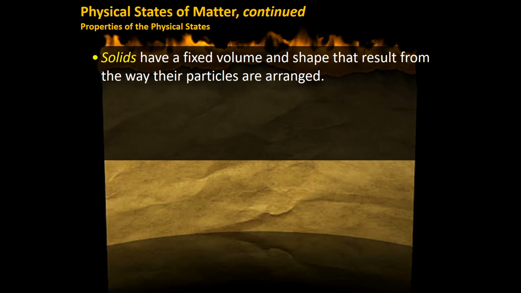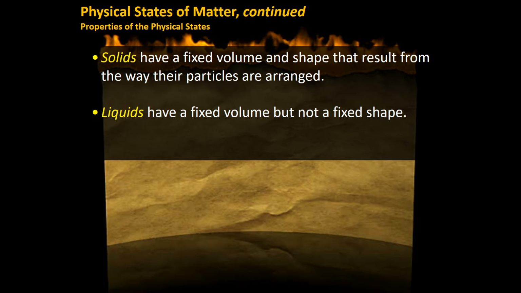Solids have a fixed volume and shape that result from the way their particles are arranged. So with solids, the atoms are bonded together, or the molecules are connected together, in such a way that they are not free to move. Neighboring molecules will hold and lock the other one in place. Note that they are still moving, they're jiggling around, but they're unable to move away from their neighboring atoms.